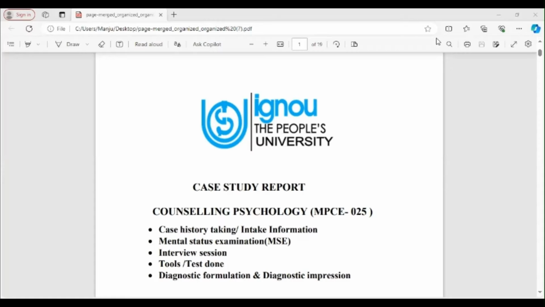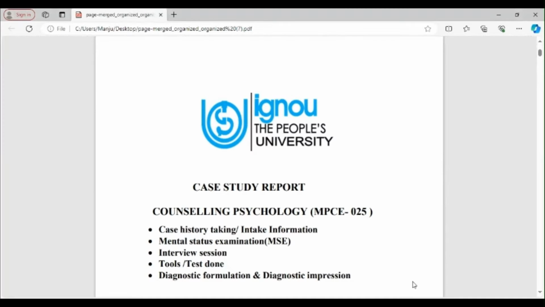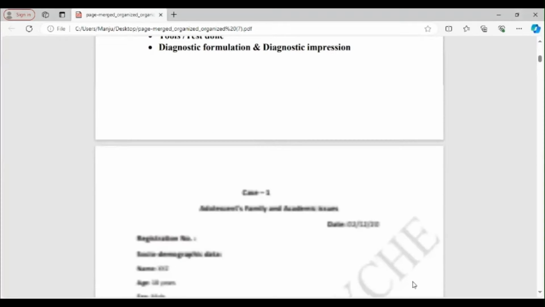A case study report includes case history taking or intake information, mental status examination (MSE), interview session, tools and tests done, diagnostic formulation and diagnostic impression. I'll be sharing two cases. The first is based on the format commonly used and the second one precisely as per IGNOU guidelines.